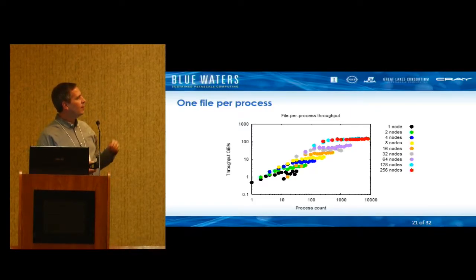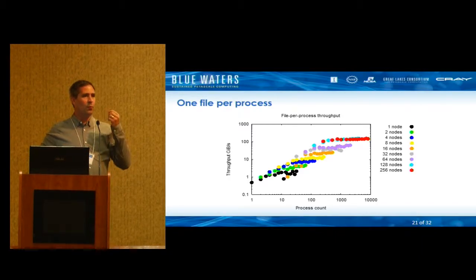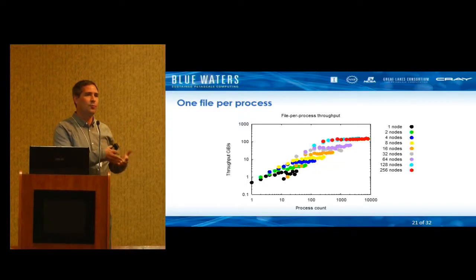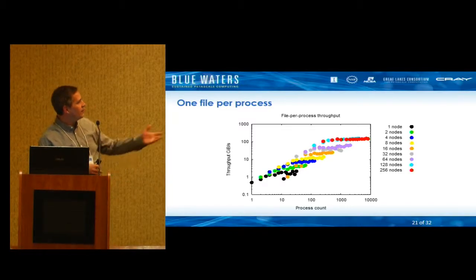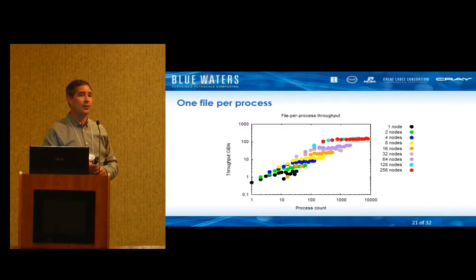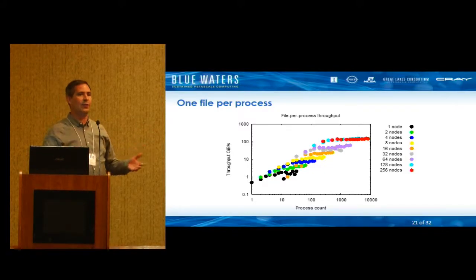So here I tried testing the throughput for varying number of processes and number of nodes. Starting with one node running everywhere from 1 to 32 processes on it, up to 256 nodes running to about 10,000 processes with one file per process. With this, I was getting just north of 100 gigabytes per second, keeping in mind that there's 10,000 files in the directory. So you can get better performance with a single file per process. It's just a little bit more of a hassle to manage your data.